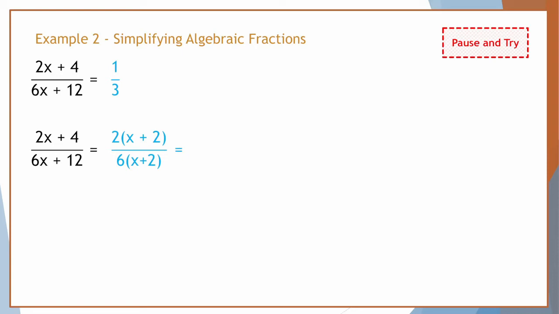So now we can see that both the numerator and the denominator share this factor of x plus 2. So we can go ahead and cancel these out, and we are left with 2 over 6, or in its simplest form, 1 over 3. And that's the answer for this question.